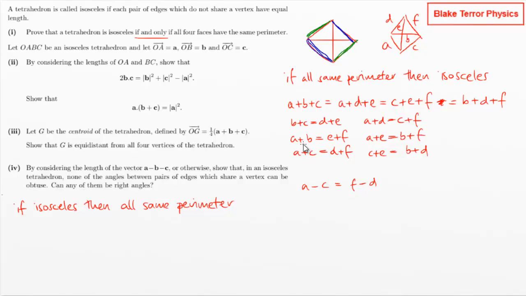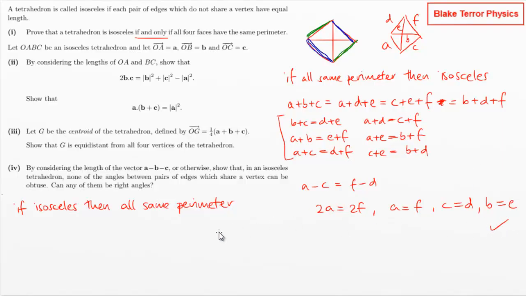Then what am I doing? Well, I can add those to the bottom one. So I'm just working off of these three equations here. So add that to the bottom one. I'm going to get 2a is equal to 2f. So I've got a is equal to f, which means that c is equal to d, which means that b is equal to e. Okay, so if all same perimeter, then isosceles, which is what I've shown.